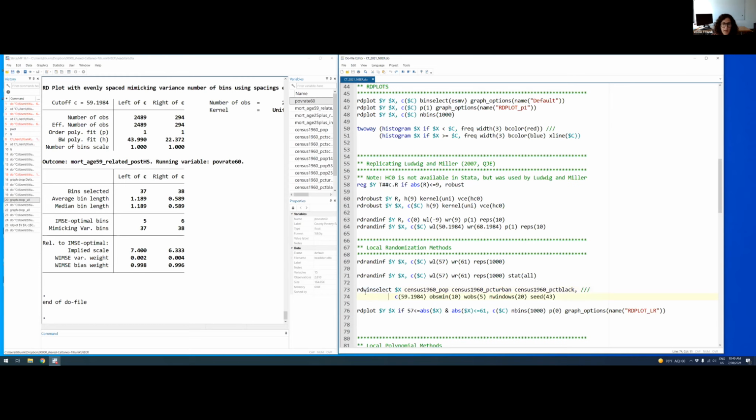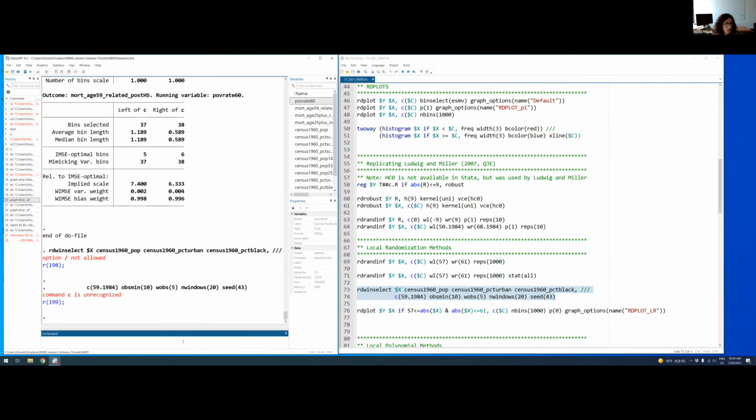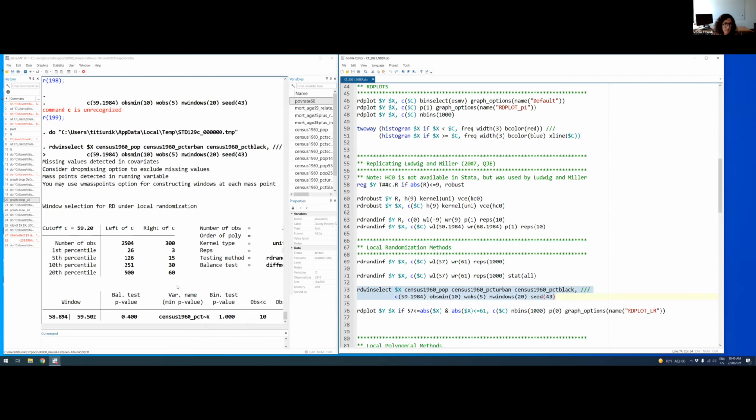So what I will do here is I have in X the score. And I have a number of covariates that I'm going to pass to this window selector. I also have the cutoff, and I'm going to have a few parameters here. So I'm going to run it. And while it's running, I will continue talking.